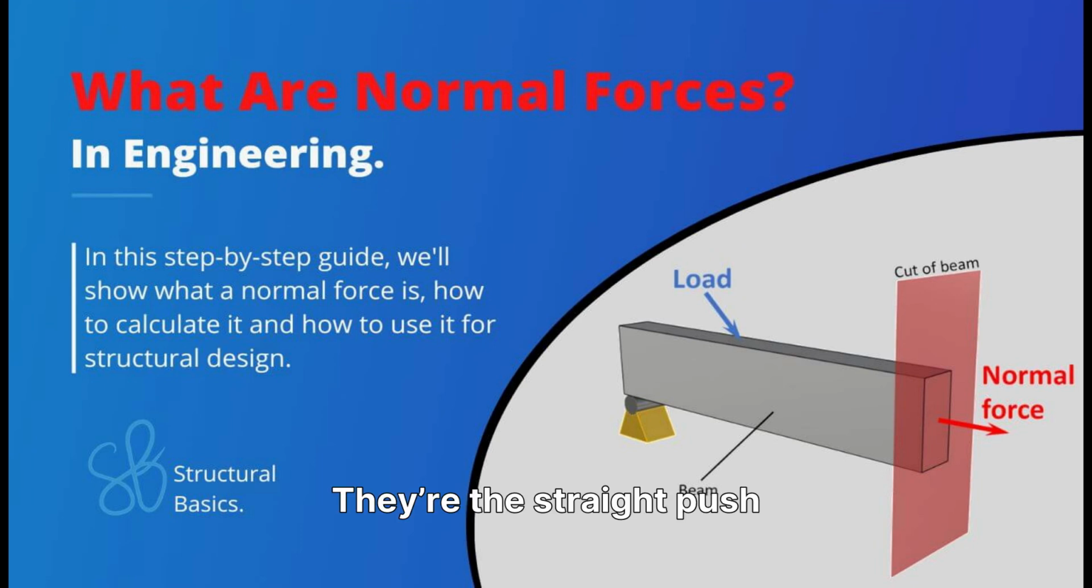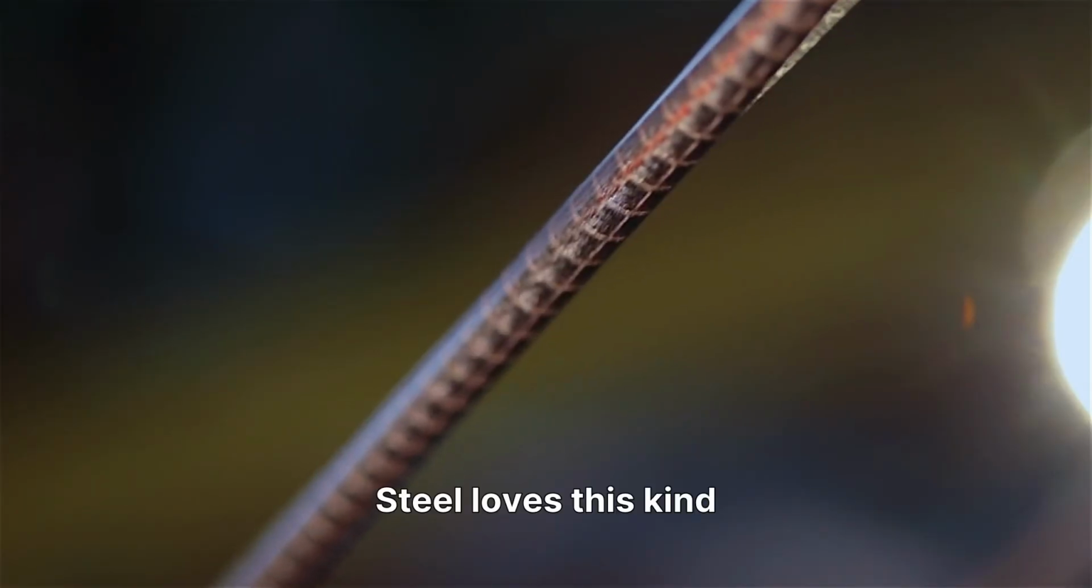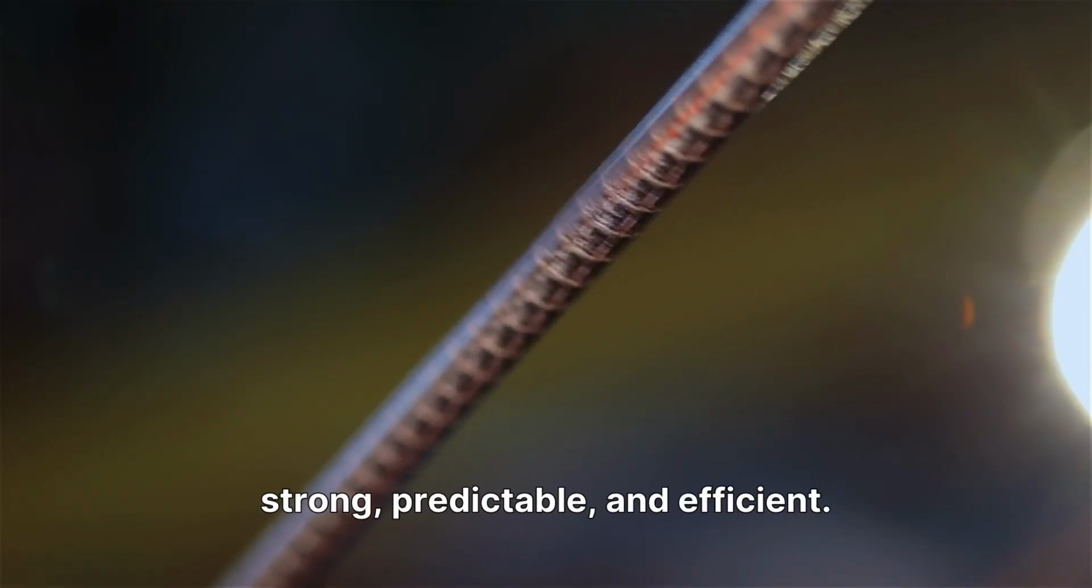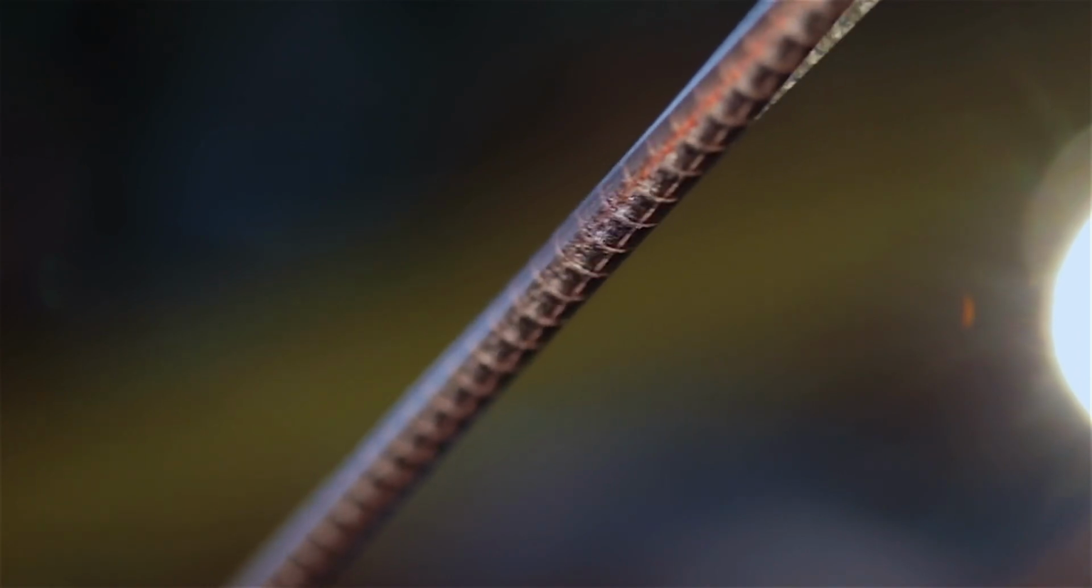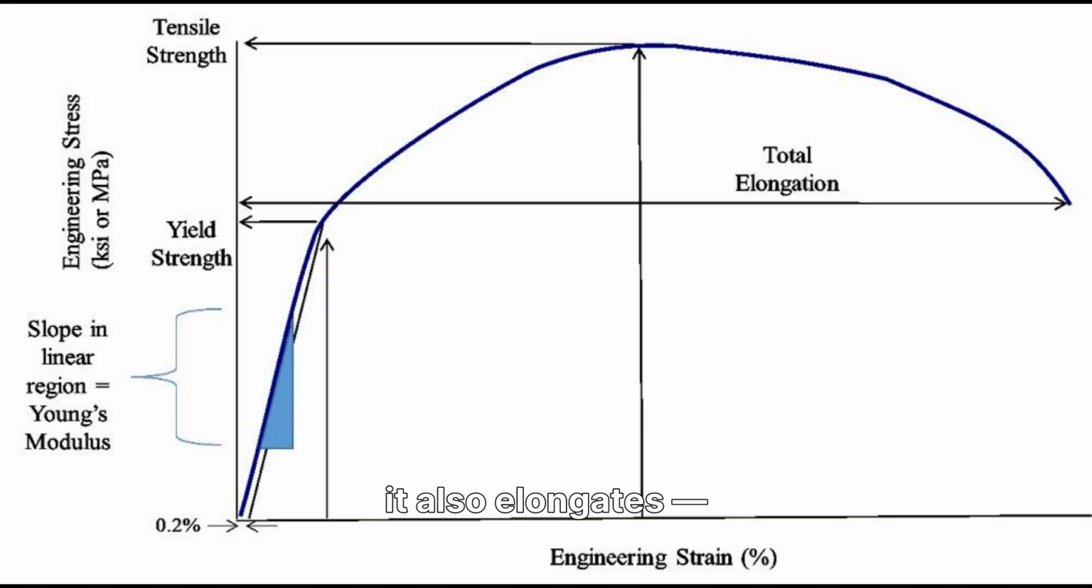They're the straight push or pull forces that travel along a member's length. You can think of them in 2 directions, tension and compression. In tension, a member is being stretched apart. Steel loves this kind of work. It's strong, predictable, and efficient. But as it stretches, it also elongates.